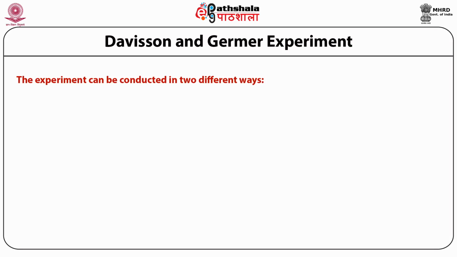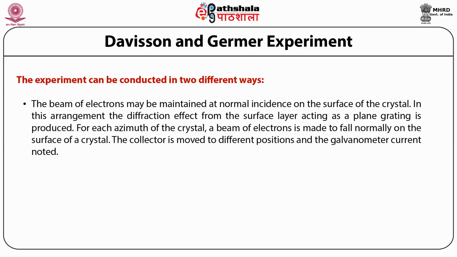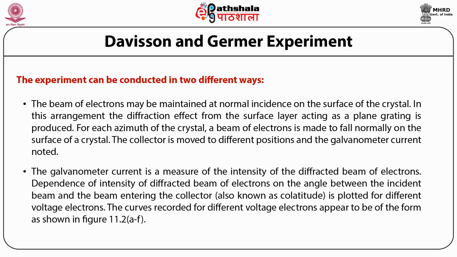The experiment can be conducted in two different ways. A. The beam of electrons may be maintained at normal incidence on the surface of the crystal. In this arrangement, the diffraction effect from the surface layer acting as a plane grating is produced. For each azimuth of the crystal, a beam of electrons is made to fall normally on the surface of the crystal. The collector is moved to different positions and the galvanometer current is noted. The galvanometer current is a measure of the intensity of the diffracted beam of electrons.